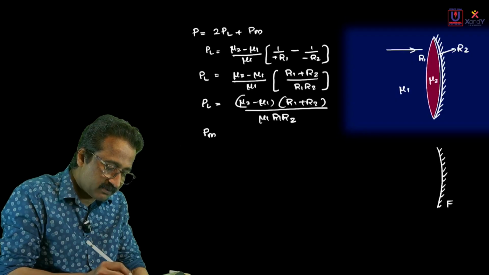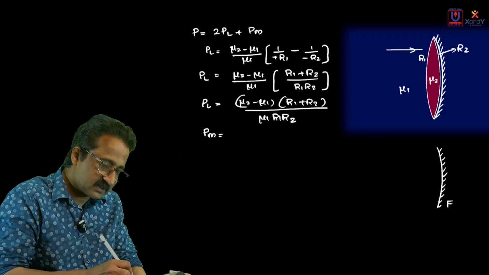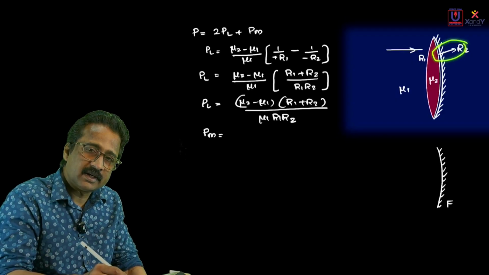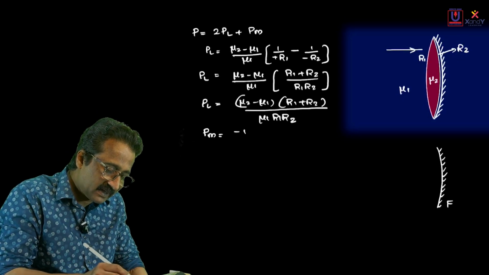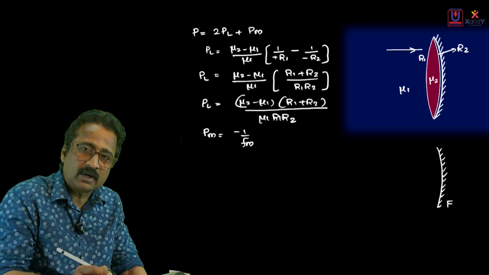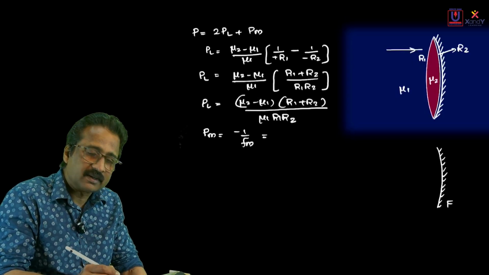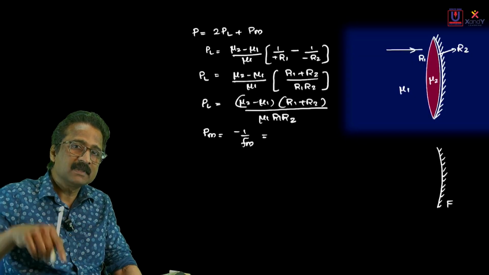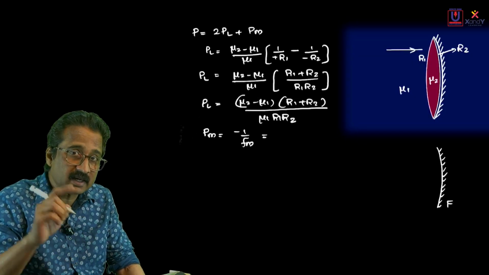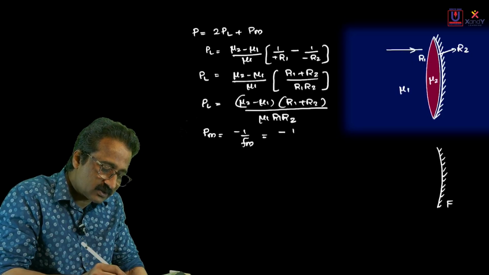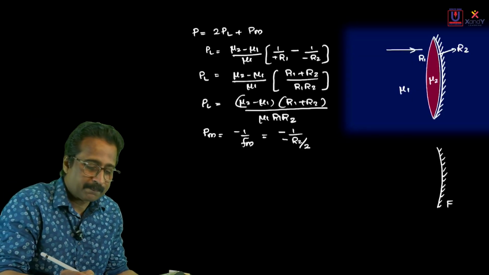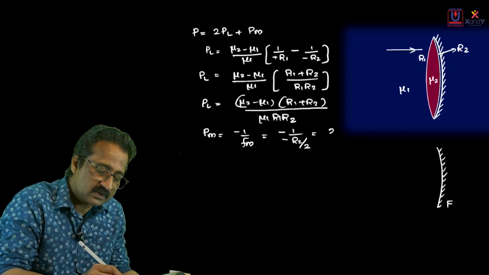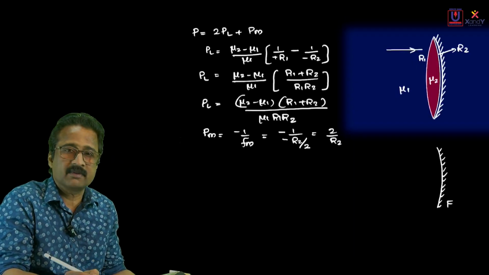Let's come to the power of the mirror part. Now, the mirror part is this. Look at this. This is the mirror part. The radius of curvature of the mirror part is R2. And power of mirror, you know, generally is given by minus of 1 by FM, where FM is the focal length of the mirror. And here, the radius of curvature of the so-called mirror is R2. So, the focal length must be R2 by 2. So, this is minus of FM, which is going to be R2 by 2. But remember, it's a concave mirror. The radius of curvature is negative. So, minus of R2 by 2. It gives you 2 divided by R2. That's the power of the mirror part.